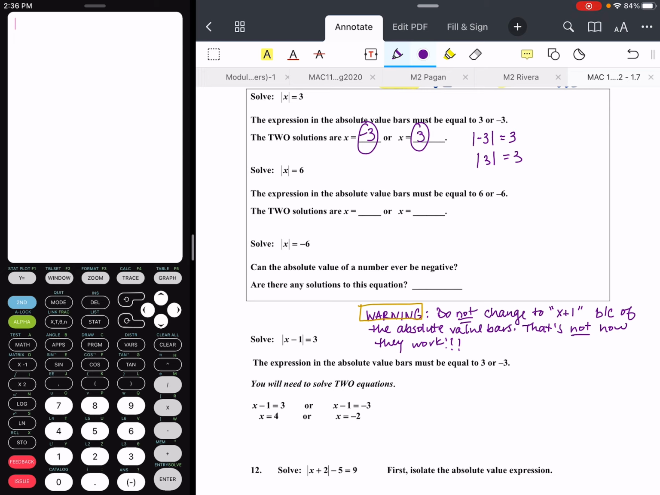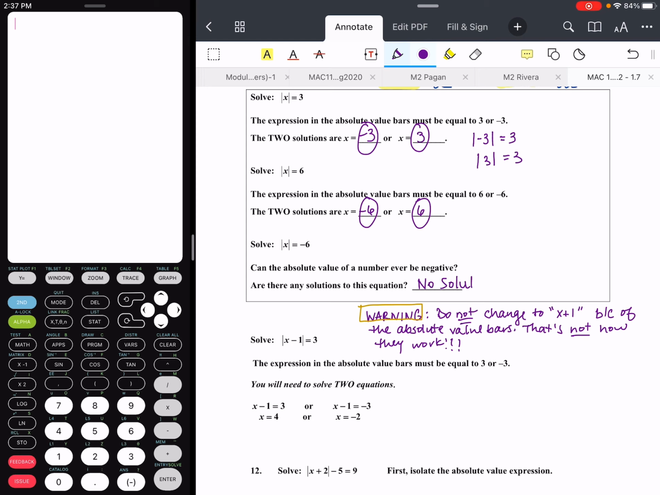If we go to solve the absolute value of x equals 6, same deal. If we plug in -6 or +6 for x, when we take the absolute value of either of those constants, they come out as +6. Now, if we go to solve the absolute value of x equals -6, what could we put inside the absolute value sign to make this a true statement? The answer is nothing. Can the absolute value of a number ever be negative? Are there any solutions to this equation? Since the absolute value of a number can't be negative, there are no solutions to this equation.